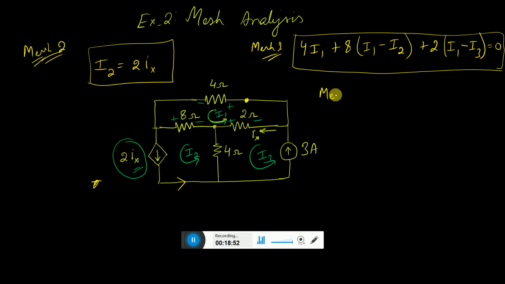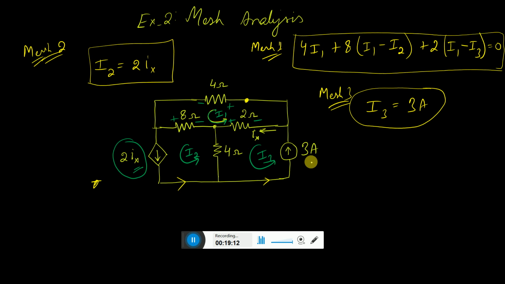And then we have mesh 3. In mesh 3, again we have a very easy equation, because there is a current source in this wire, clearly a current source is there. So we have I3 equals how much? 3 amperes. So here the I3 value is also known.